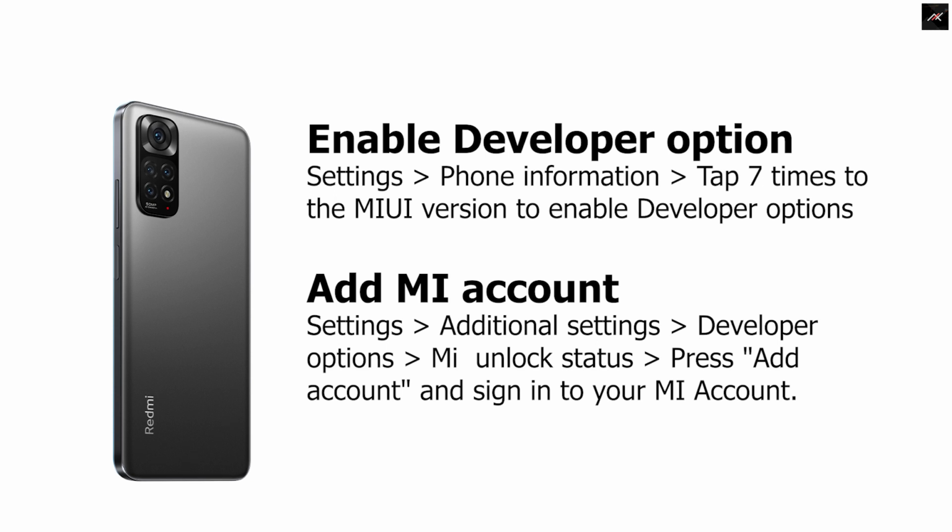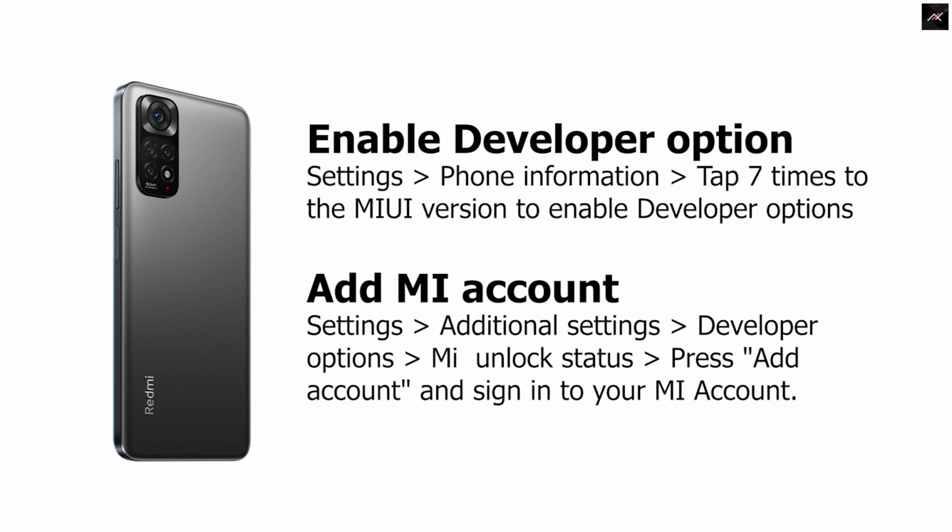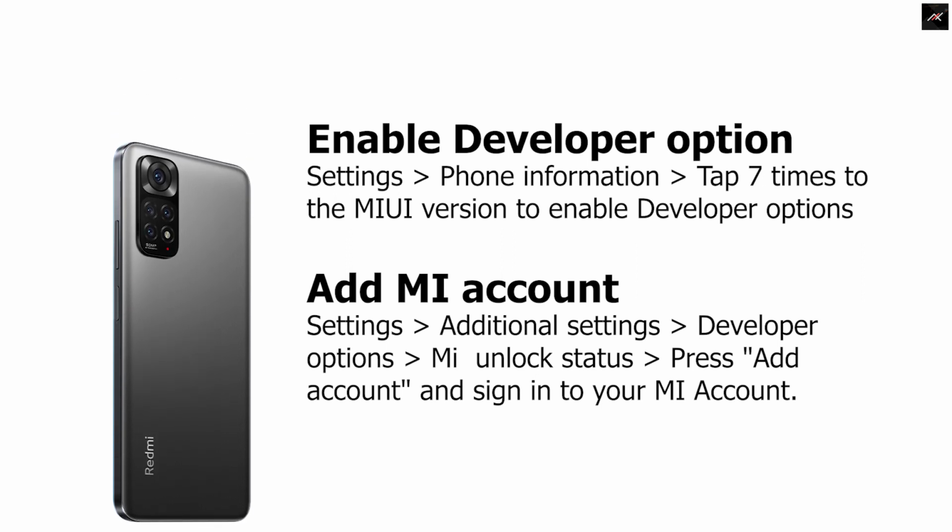Now you need to add your MI account in order to initiate the unlocking. For that, go to settings, additional settings, developer option, MI unlock status. Press add account and sign into your MI account. You need to use SIM data in order to finish this process.